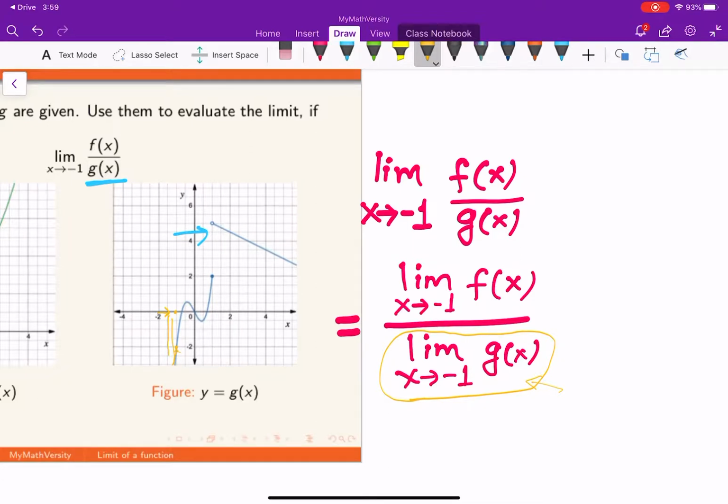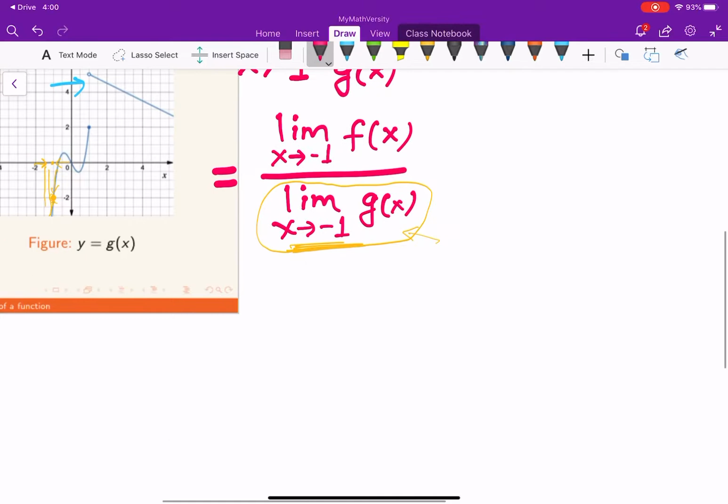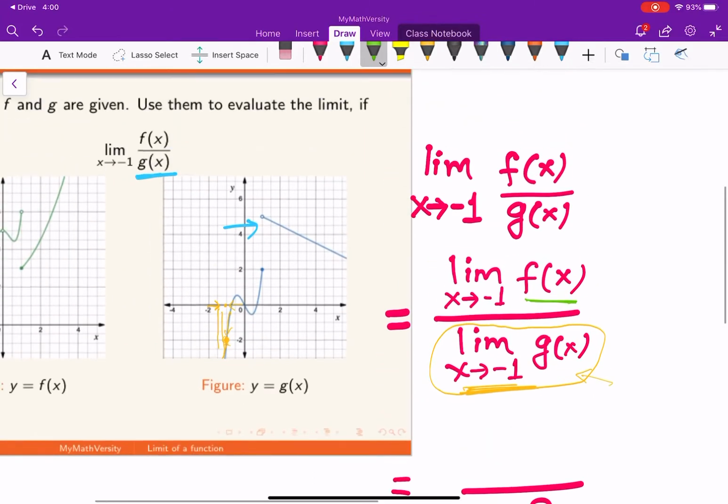In the same way, when x gets closer and closer to -1 from the right side, the height of the curve is still getting closer and closer to the same location, which is -2. So definitely the limit of the function g at -1 is -2, which is not zero, so we can definitely use the quotient rule. Let's fill that in over here. That's nice. We were able to use the quotient rule. Now we just need to find the limit of f at -1. So let's look into that over here.